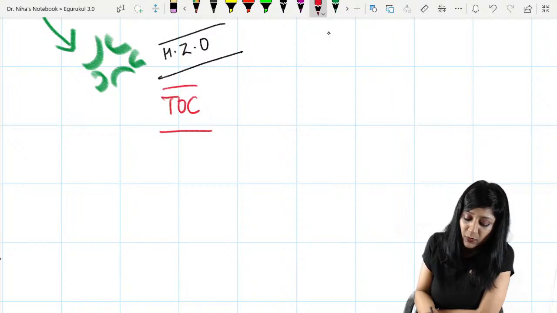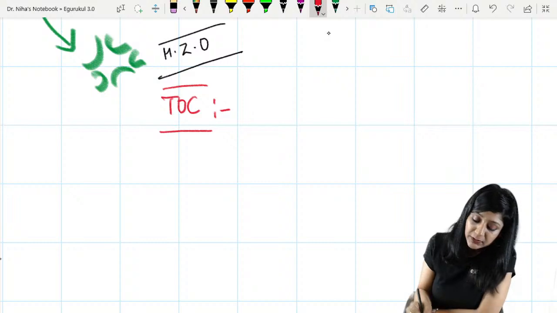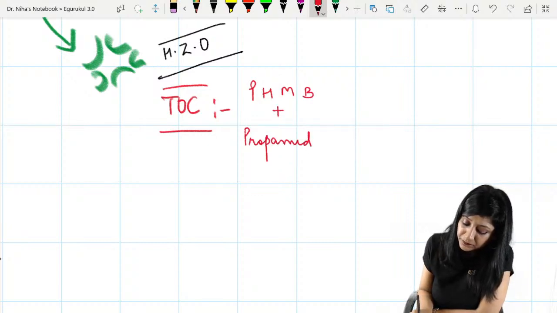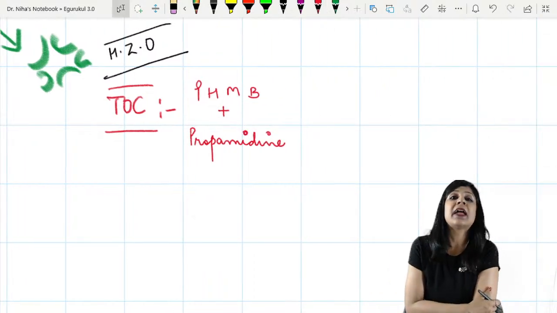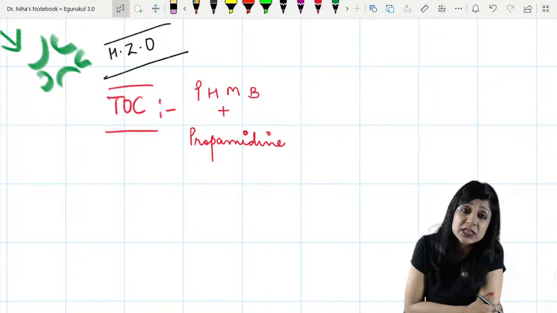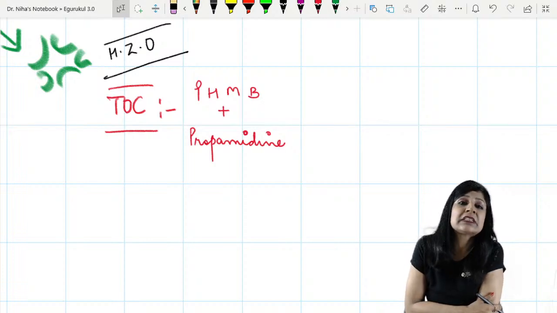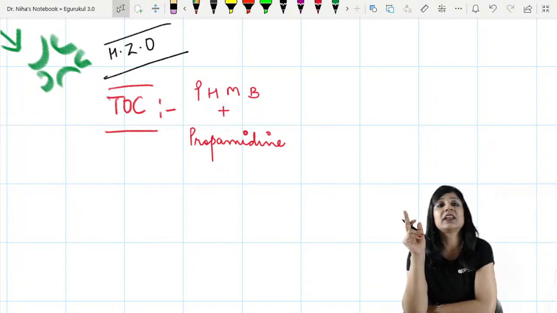Anybody who can tell me what is the treatment of choice for this acanthamoeba keratitis? Treatment of choice is the polyhexamethylene biguanide along with the propamidine. So I hope you have understood this acanthamoeba keratitis, all the important questions related to it. You have seen the important image also, the culture media as well as the treatment of choice.